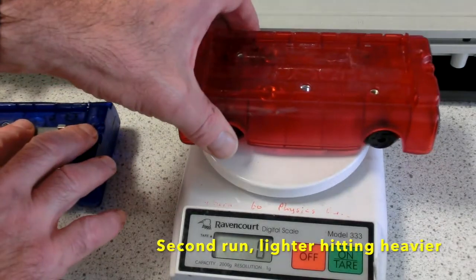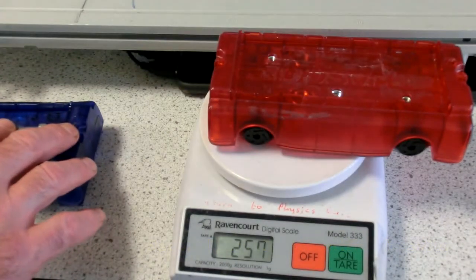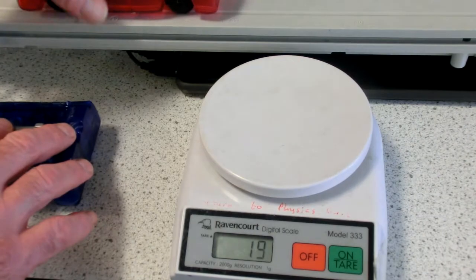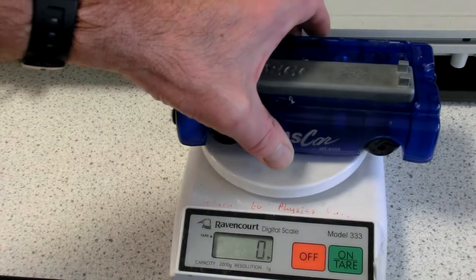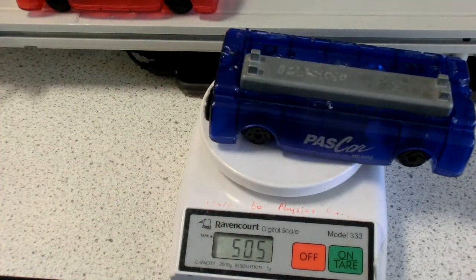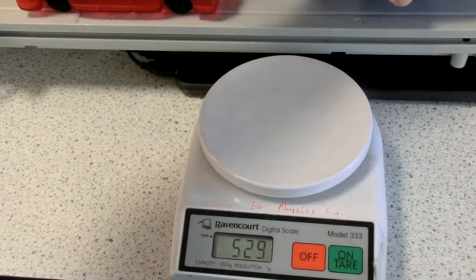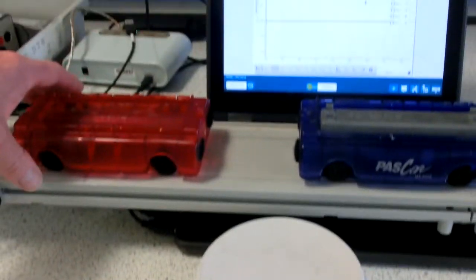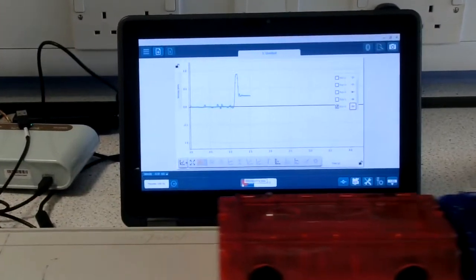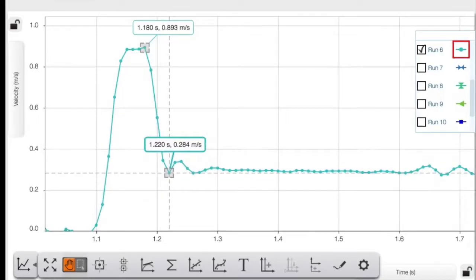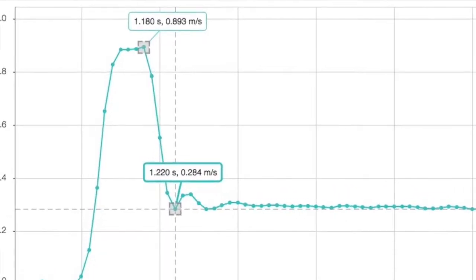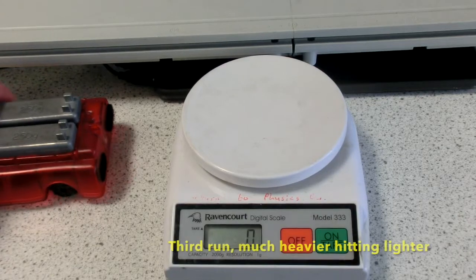The experiment is then repeated with the red trolley, same mass, and the blue trolley with an additional mass, which takes it up to a total that you can see there. Again, they are collided. The velocity-time graph is enlarged here, and you've got the initial and final velocities.